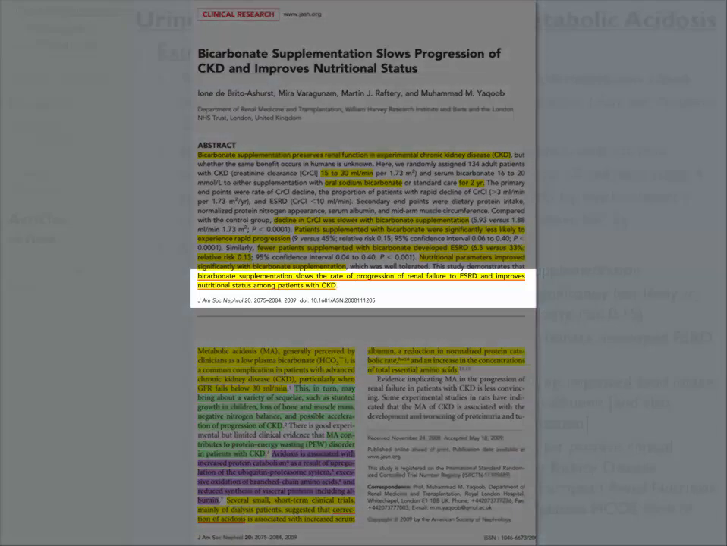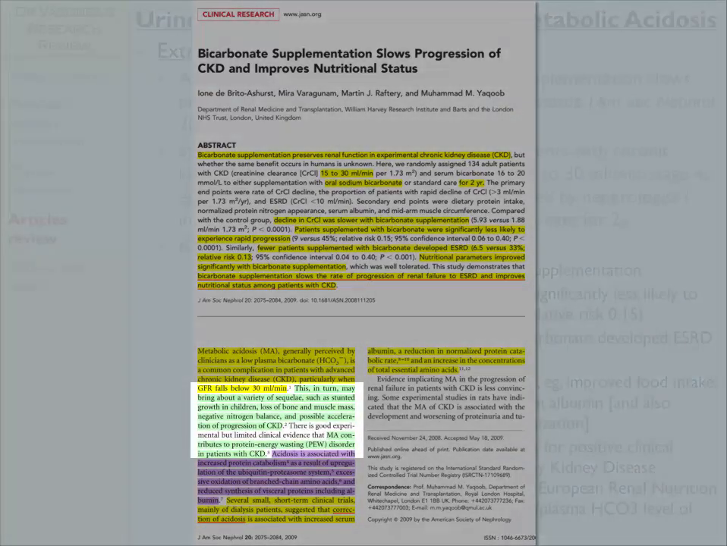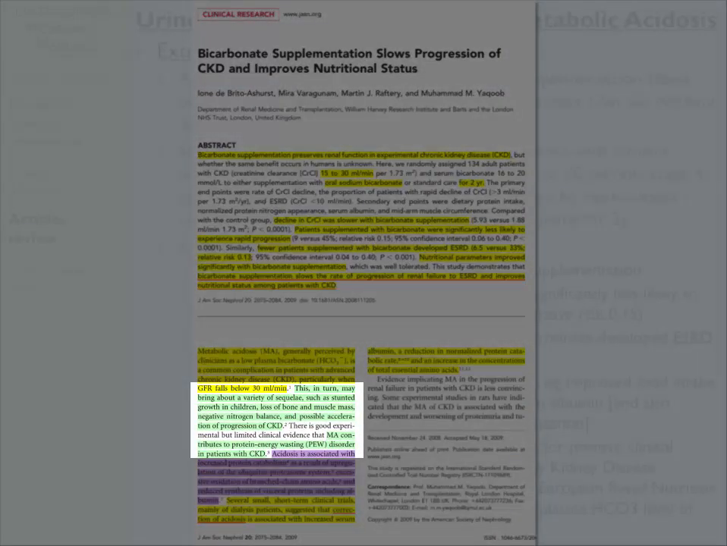Bicarbonate supplementation slows the rate of progression of renal failure to end-stage renal disease and improves nutritional status among patients with chronic kidney disease. Let's look at the first paragraph, which states, metabolic acidosis, generally perceived by clinicians as a low plasma bicarbonate, particularly when the GFR falls below 30 milliliters per minute. This, in turn, may bring about a variety of sequelae, such as stunted growth in children, loss of bone and muscle mass, negative nitrogen balance, and the possible acceleration of the progression of chronic kidney disease.